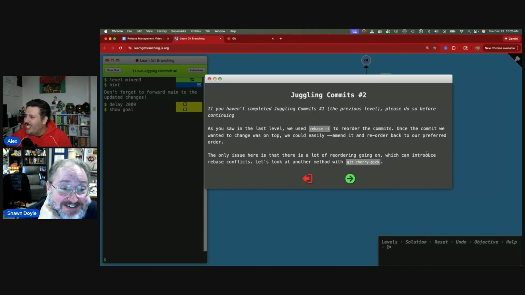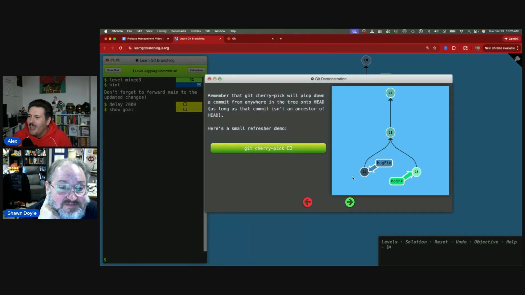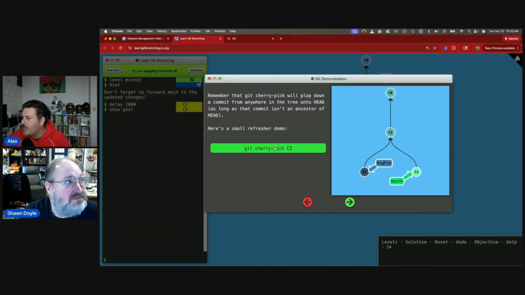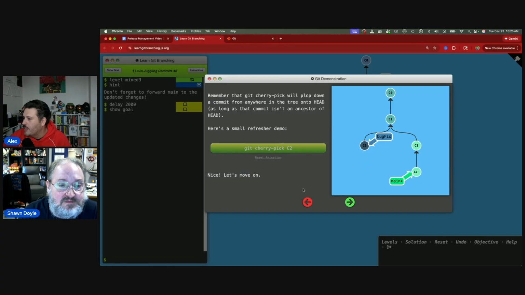Once the commit we wanted to change is at the top, we can easily amend it and reorder it back to a preferred order. The only issue here is that there is a lot of reordering going on. We can introduce rebase conflicts. Let's look at another method with git cherry-pick. I'm assuming it's going to be much simpler. It should be, because that's what I would have done for the last one. Remember, git cherry-pick will plop down a commit from anywhere in the tree onto HEAD, as long as the commit isn't an ancestor of HEAD. So here's a small test and refresher: git cherry-pick C2. Nice, let's move on.